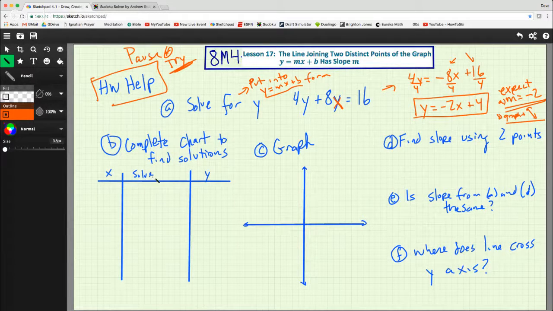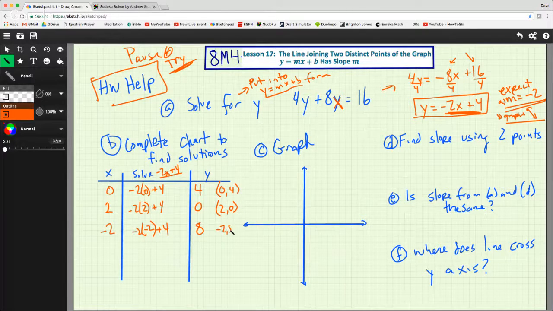So let's solve for our x and our y. How about 0, 2, and negative 2? Negative 2 times 0 plus 4, right? Negative 2x plus 4 is our expression that equals y. Here we get negative 2 times 2 plus 4. And here we get negative 2 times negative 2 plus 4. So this is 4. Negative 2 times 2 is negative 4, plus 4 is 0. And negative 2 times negative 2 is 4, plus 4 is 8. So this is 0, 4. This is 2, 0. This is negative 2, 8.